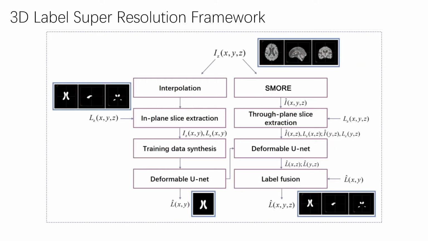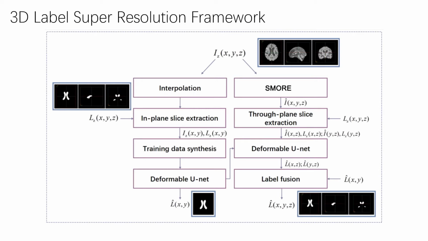Here is the framework of our 3D label super resolution method. What we have as inputs of the framework are the low-resolution image and label pairs. Firstly, we do an interpolation to the low-resolution image and make all the voxels isotropic, and then we extract the in-plane slices from the low-resolution image and label pairs. And we get axial plane image and label pairs.